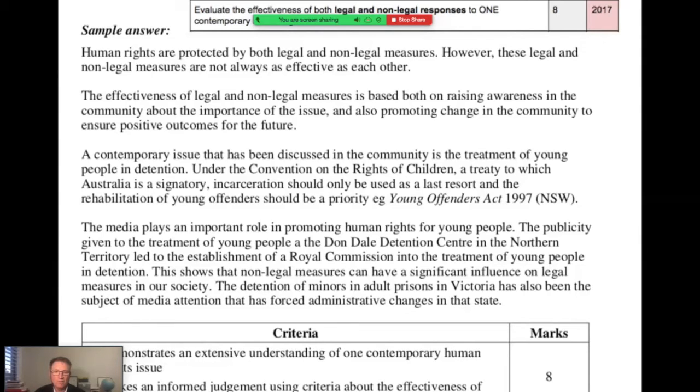criteria. So there's a need to go back to that table where you can see the criteria, apply 2, 3 maybe of the criteria, support those criteria with specific legal factual evidence, and we have an 8 out of 8 type response.